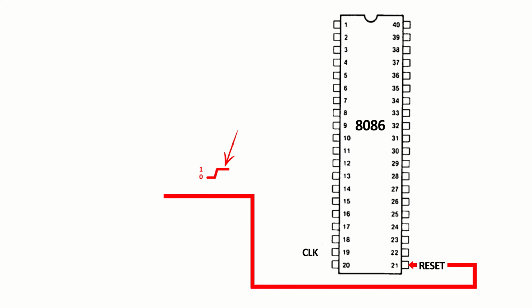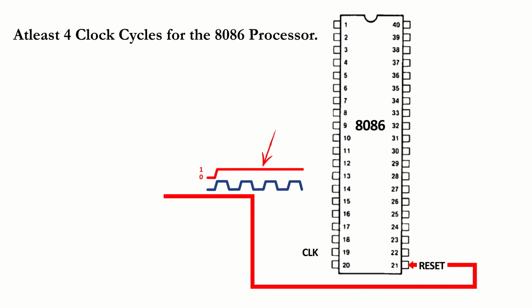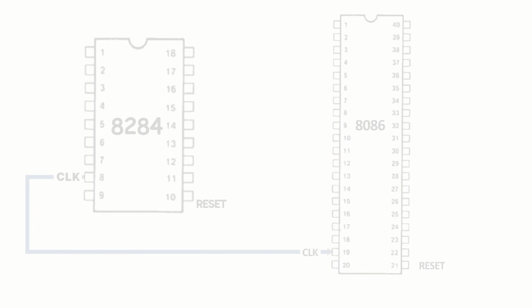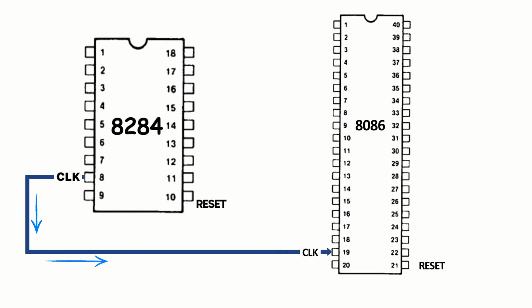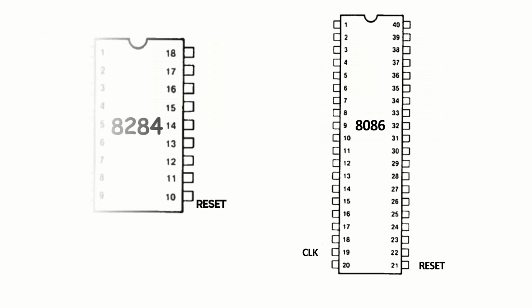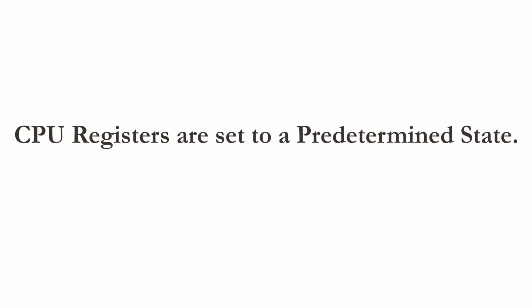On pressing the power on button, a high signal or digital 1 is sent to the reset pin on the processor and kept high for at least a few clock cycles, at least 4 clock cycles for the 8086 processor. The minimum number of clock cycles differs for different processors. The 8086 receives clock signals from the 8284 clock generator, which is a chip installed on the motherboard. It is this chip that provides the reset signal to the processor. When this reset signal goes from high to low, the CPU is reset, meaning the CPU registers are set to predetermined states or known states.